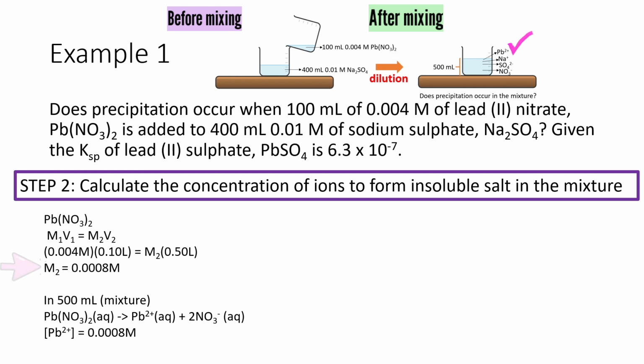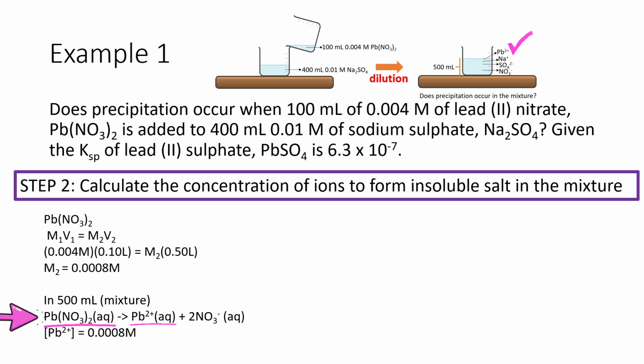0.0008 molar. And lead-2 nitrate is a soluble salt. In the reaction mixture of 500 ml, the lead-2 nitrate dissociates completely to give lead-2 ion and also nitrate ion. From the dissociation equation, we can see that 1 mole of lead-2 nitrate will give 1 mole of lead-2 ion in the reaction mixture. Hence, the concentration of lead-2 ion is equal to the concentration of lead-2 nitrate in the reaction mixture of 500 ml, which equals 0.0008 molar.